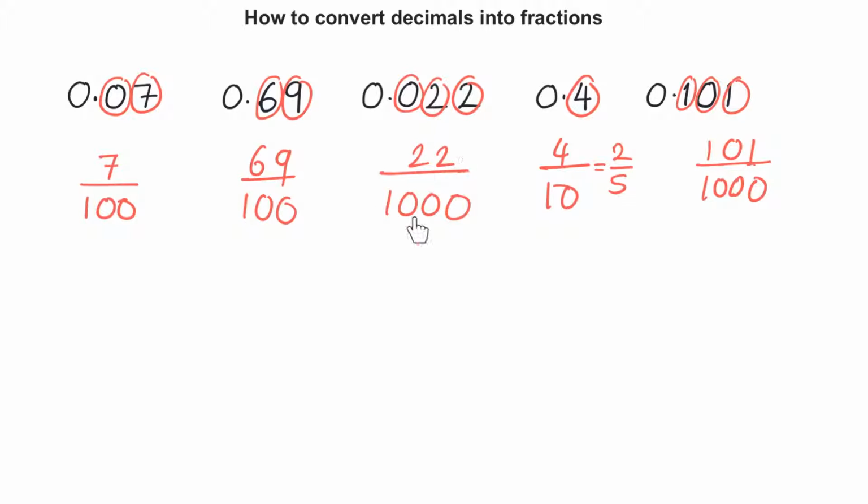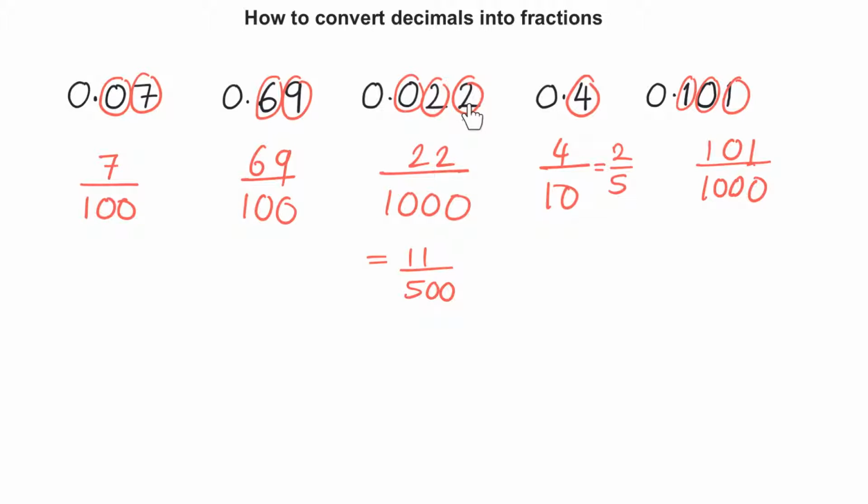Now, going back to this example, I didn't realize that this can be simplified. There is a common factor of 2. Both of these numbers can be divided by 2. So this simplifies to 22 divided by 2 is 11. 1000 divided by 2 is 500, so that's 11 over 500. So as you can see here, it's very easy to forget to simplify. Please make sure that you simplify all fractions.